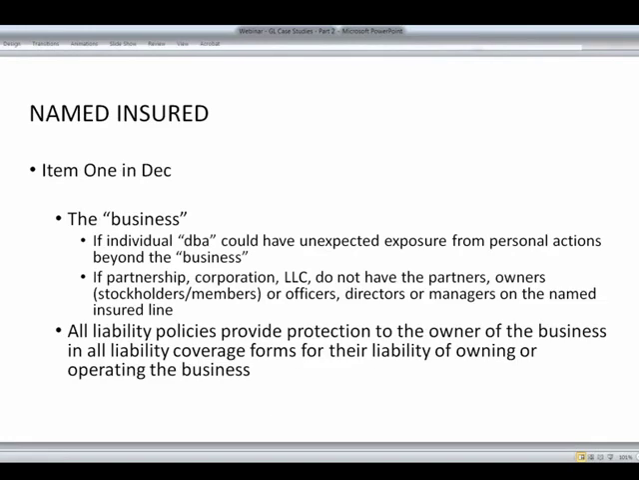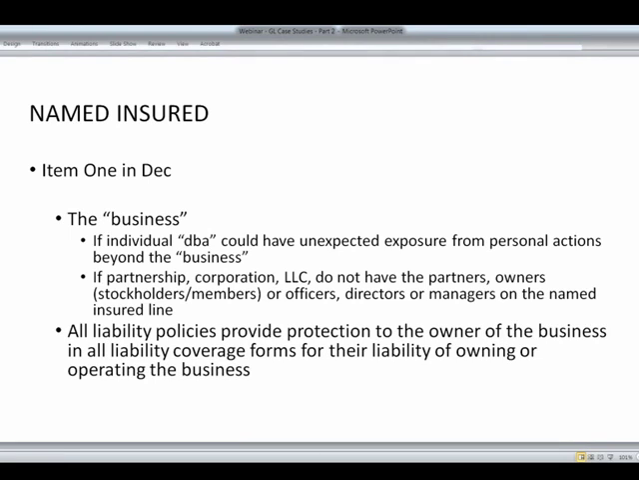We made sure that when we list in the first hour section the named insured on item 1 of the declaration, this is the business. The businesses are involved in first an individual. That will be denoted as a DBA. And in those cases, because of the who's insured provisions and other things we went through, you can have unexpected exposures from personal actions beyond just the business you're insuring, because the entity's name is the legal entity, not the DBA. The DBA is not a legal entity.